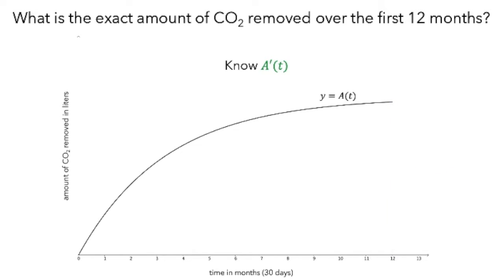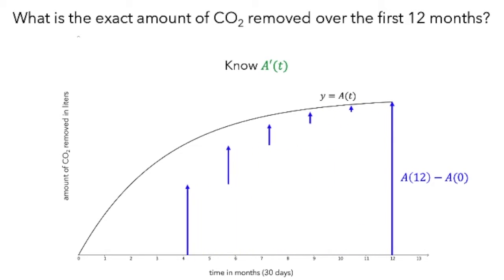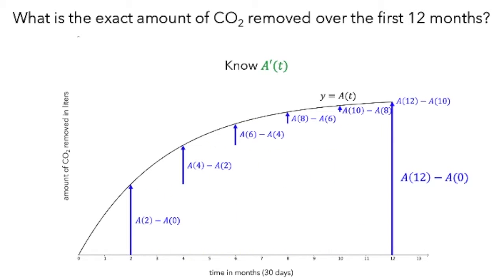We can approximate how much carbon dioxide the scrubber removes over the first 12 months by looking at the amount of CO2 removed over the first 2 month interval, and then the amount over the second 2 month interval, and the amount over the third interval, and so on. And then by adding them together. But how do we approximate the amount of CO2 removed over each 2 month interval?